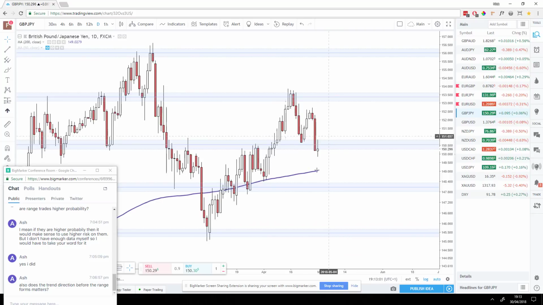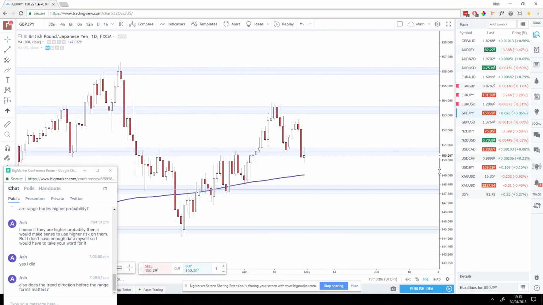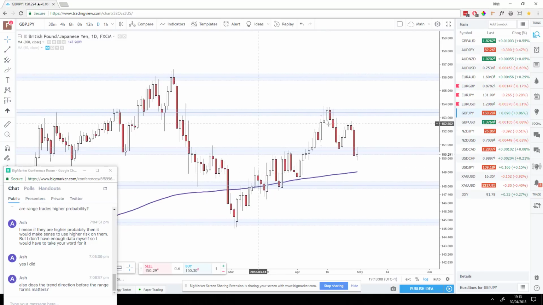GBPJPY. Now GBPJPY is stalling on top of the support area. We've had quite a lot of bearish momentum in the last, I don't know, 1, 2, 3, 4, 5, 6, 7, 8, 9, 10, so 2 weeks, let's say. Price dropped, pulled back a little bit, and now has dropped again. But it's again stalling on this support area.